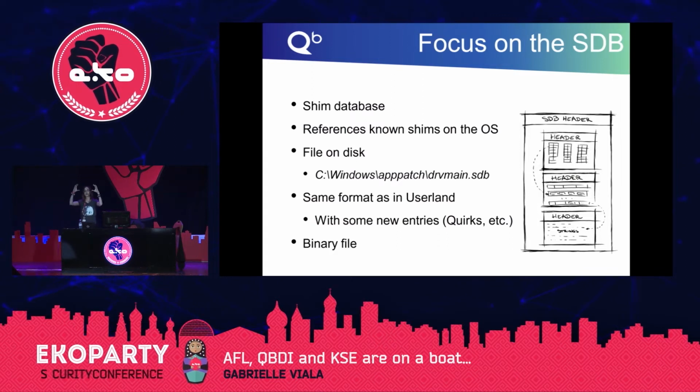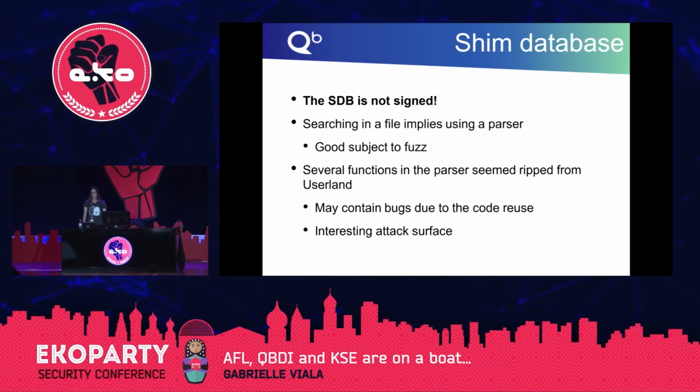You have three different sections. The first one is for indexing, so you have a lot of hash maps in it. The second stores all the data. And the third one is used for storing all the strings that are referenced in the second section. You may want to remember the first section, as we are going to speak about it later in this talk. So, why is it interesting to speak about the SDB?